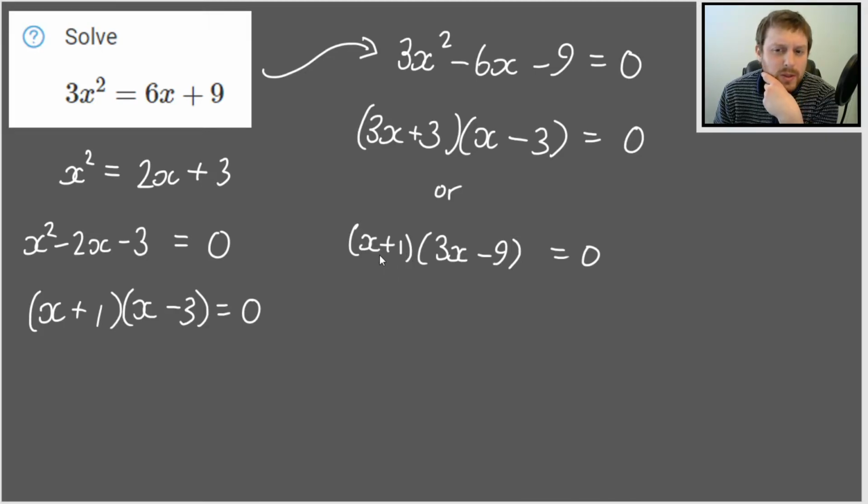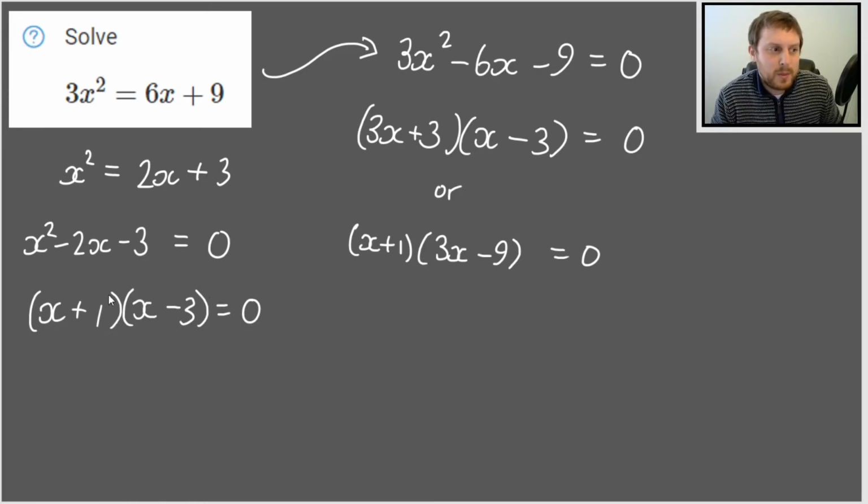Oh no, it does work, sorry. It does work. 3x take away 9x is minus 6x. I don't know what I was thinking about there. Apologies for that. And 1 times minus 9 is minus 9. Yeah, exactly. So, if you actually did all of these, you could have picked any of these.